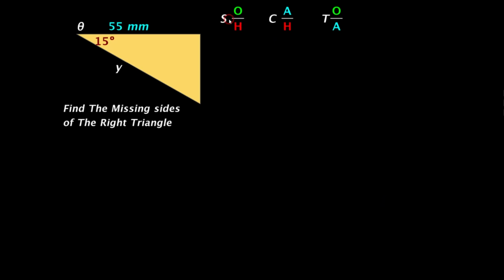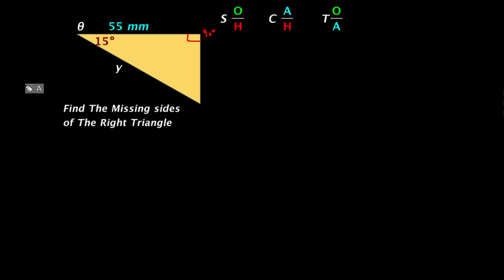In this video, we are going to learn how to apply SOH CAH TOA to find any missing side of a right angle triangle. This is a right angle triangle where this angle is 90 degrees. Now, before we decide the side, the question says that side is 55 millimeter, that angle is 15, and we have to find the side y.